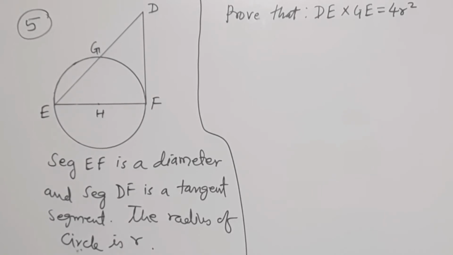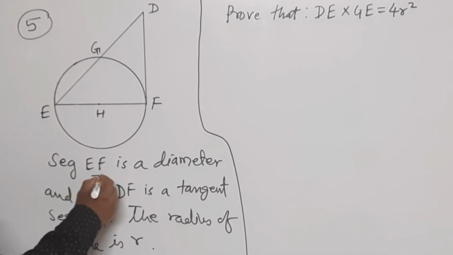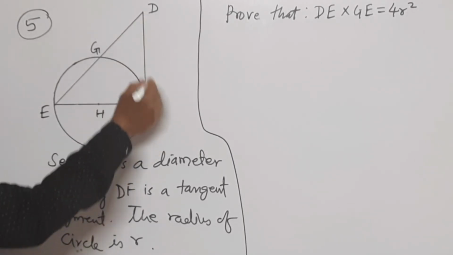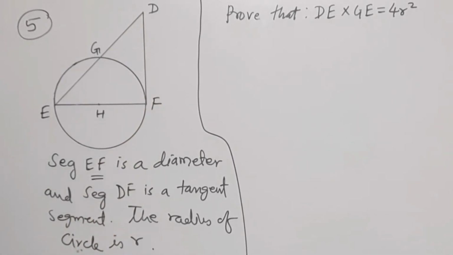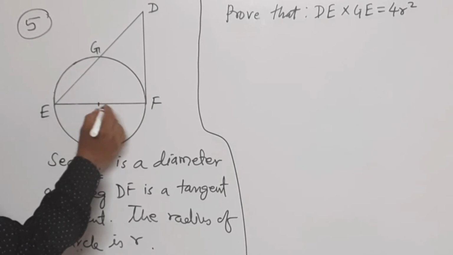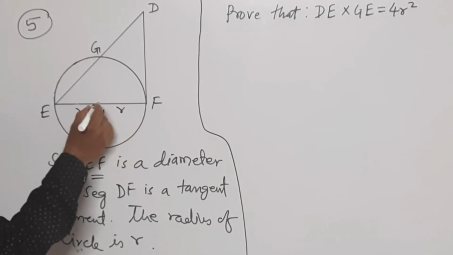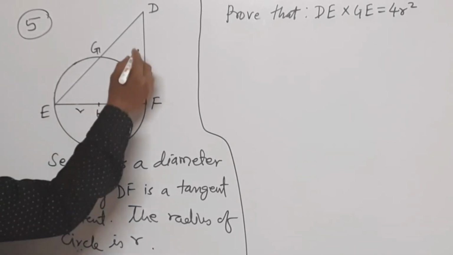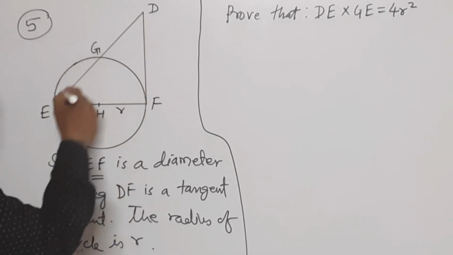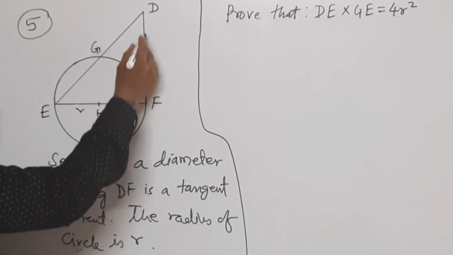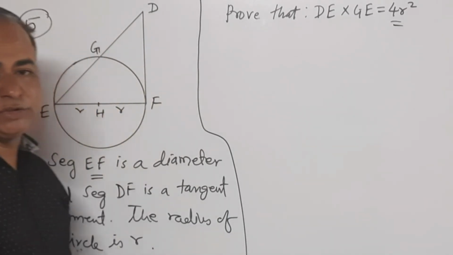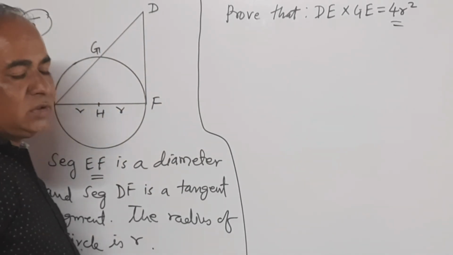Last example. In the given figure, segment EF is the diameter, segment DF is the tangent segment, and the radius of the circle is R. You have to prove that DE into GE is equal to 4R square.